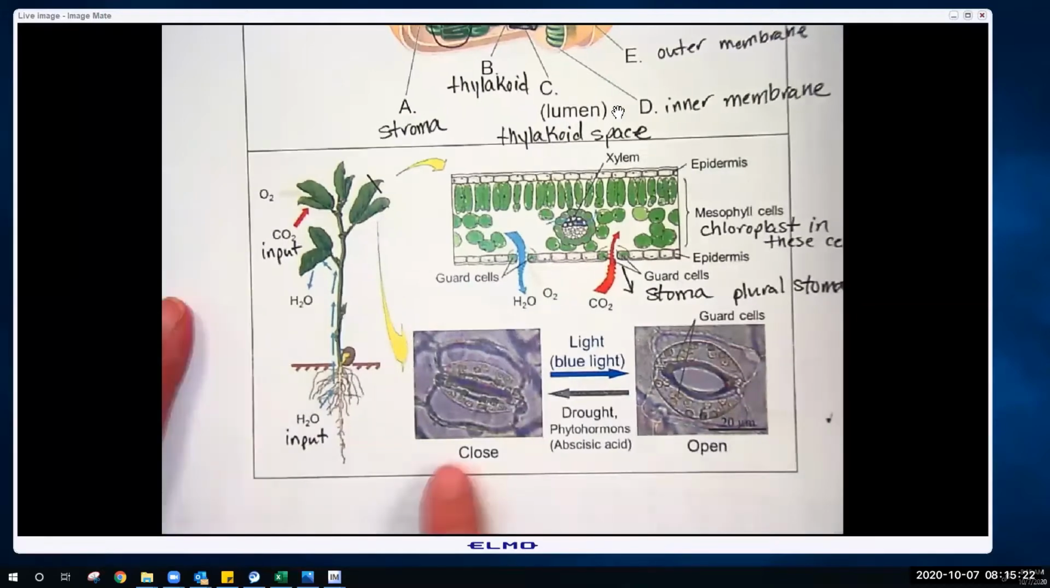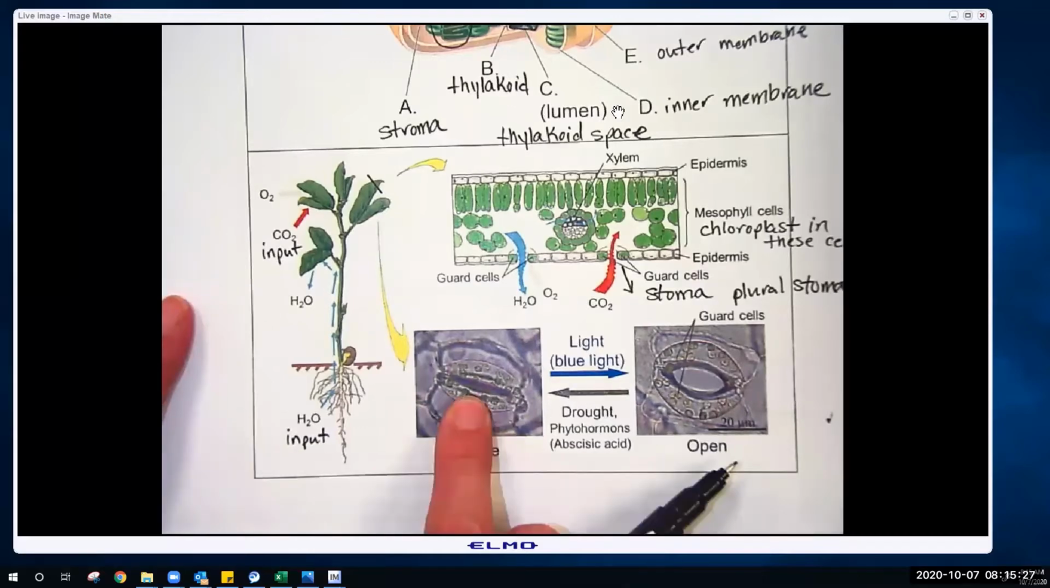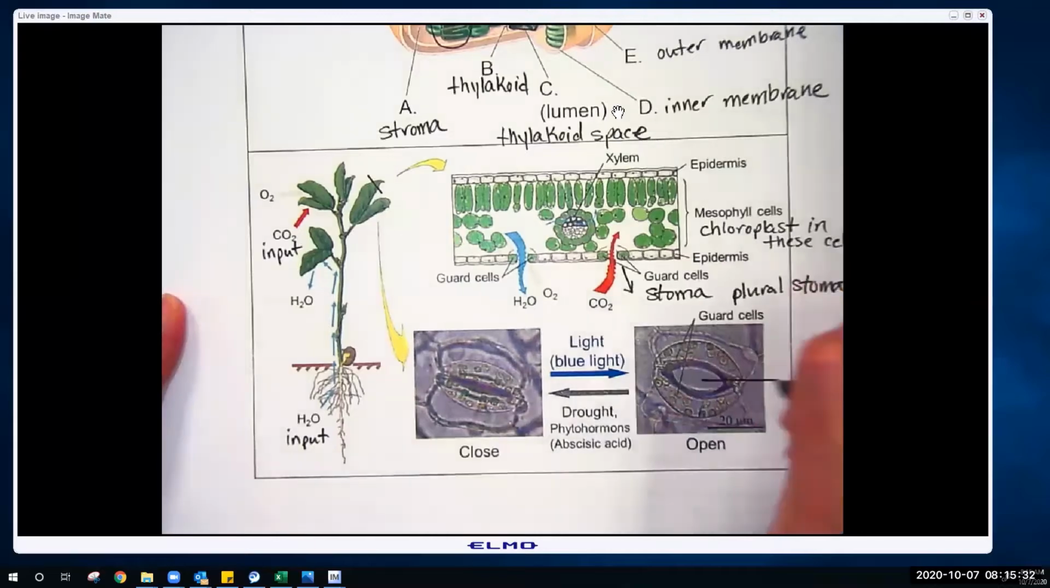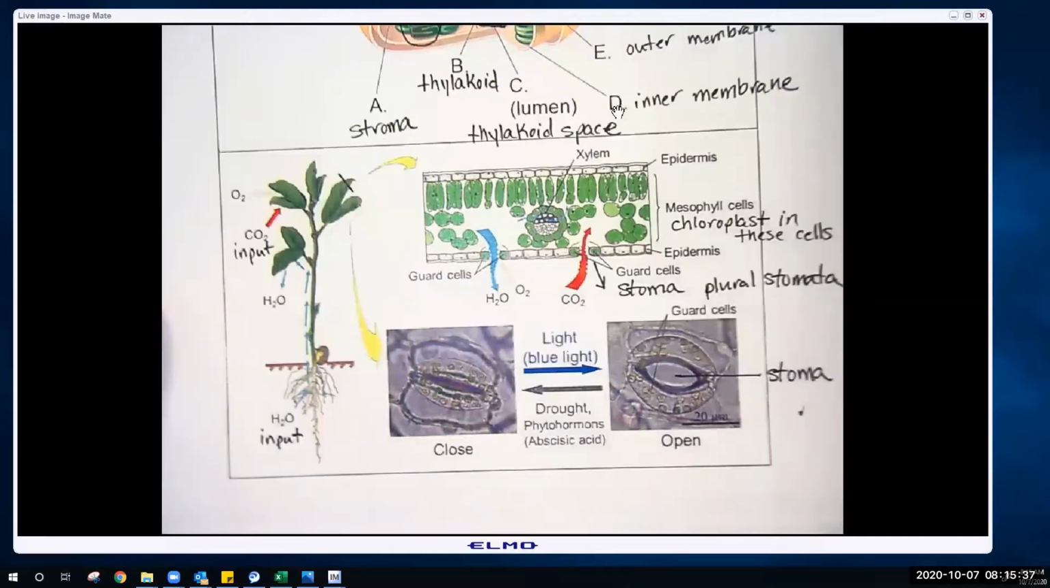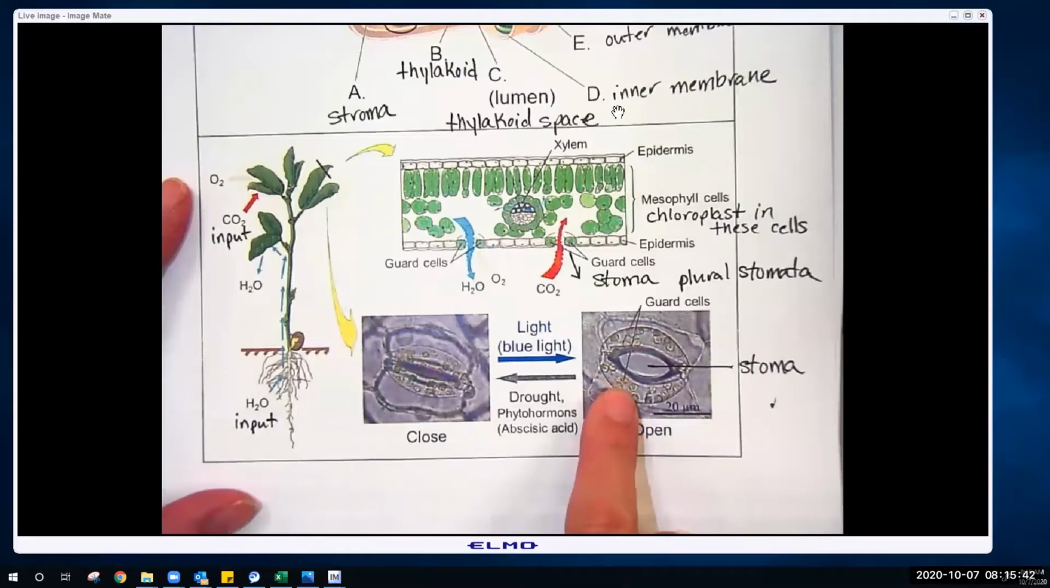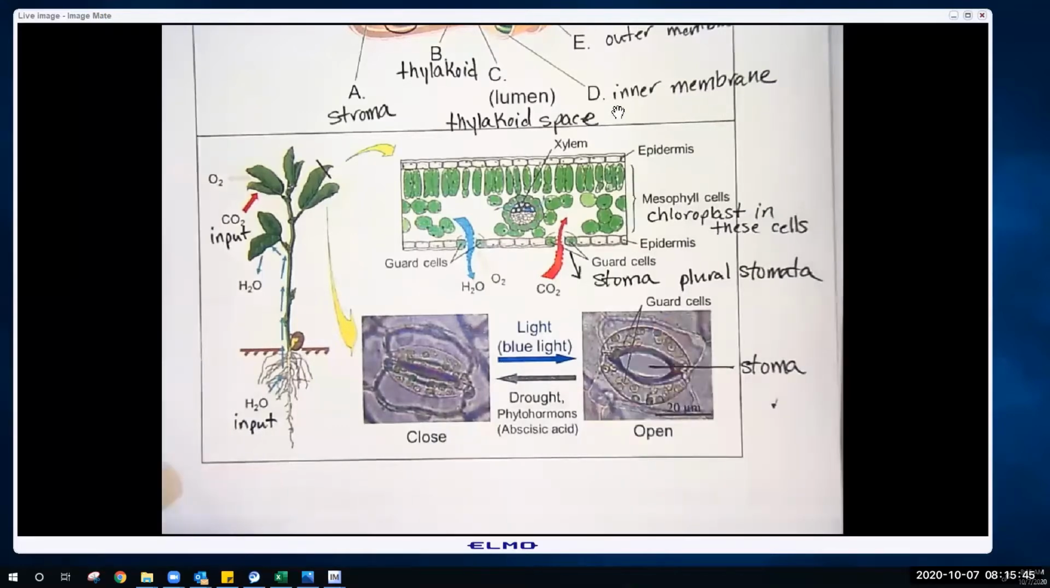Here, we have microscopic images of a stoma that is closed and a stoma that is open. So the opening right here, this is the stoma. It's just the opening. The cells on either side of the stoma are called guard cells. Kind of like if you're coming into a castle and you have the opening of the castle, you have guards on either side. That opening is a stoma, and then you have cells on either side of that opening. And those are guard cells.